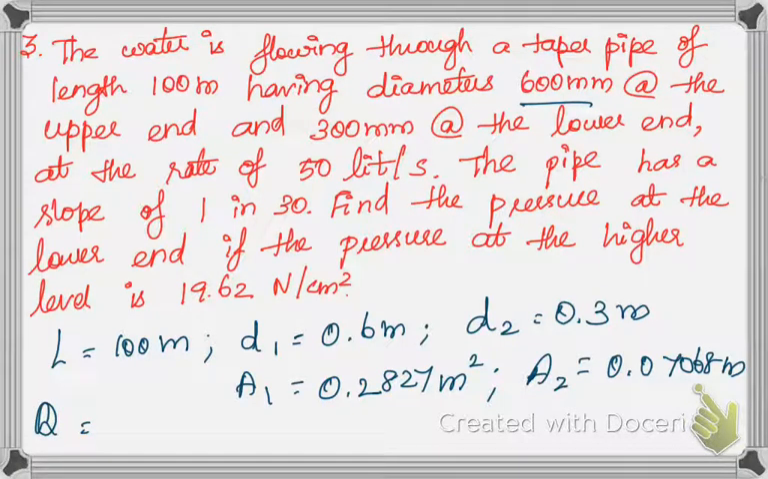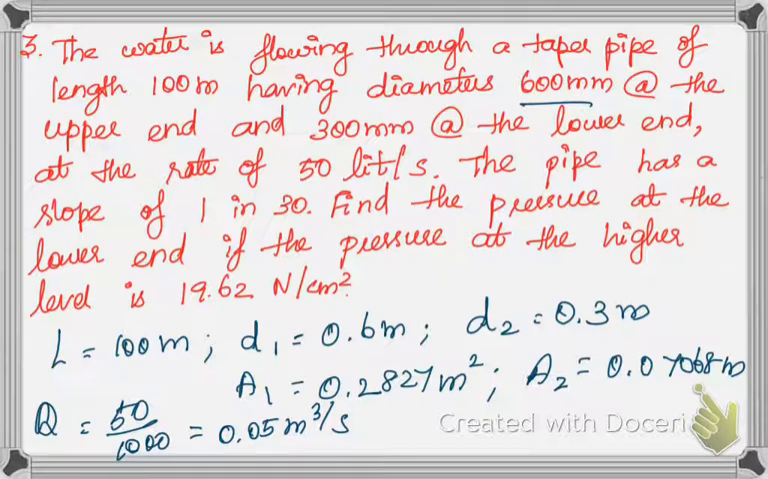So if 50 liters per second is given, 50 by 1000 is equal to 0.05 meter cube per second. Then they have given that the slope is 1 in 30, and we have to find the pressure at the lower end if the pressure at the higher level is given as 19.62.